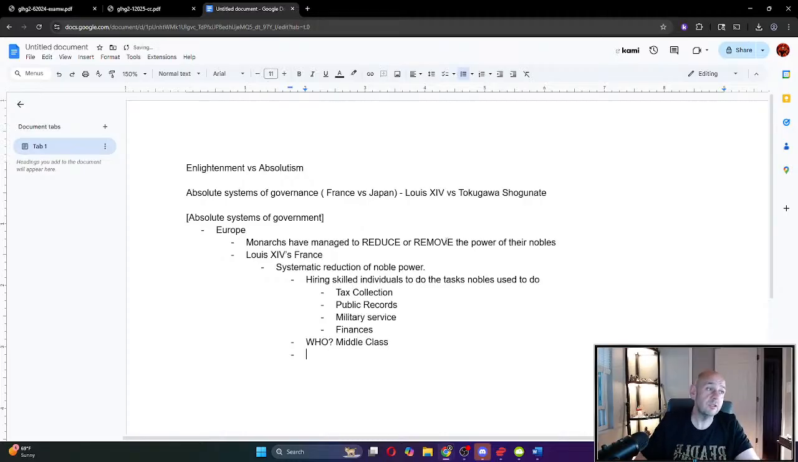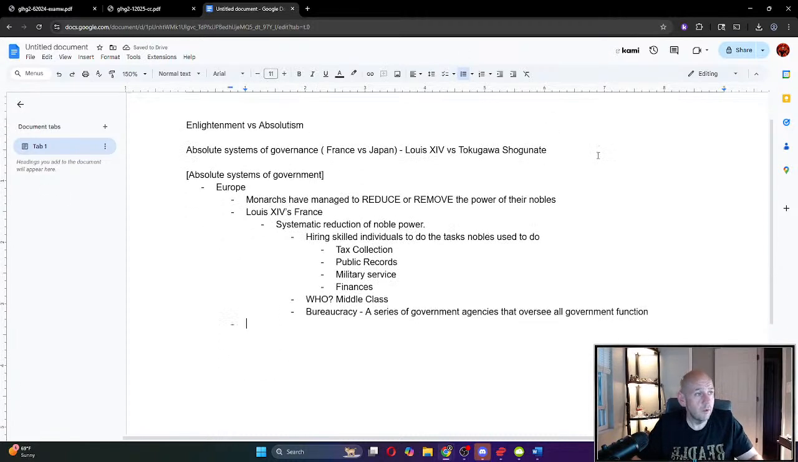So basically you get a bureaucracy. And I spelled that wrong. Bureaucracy. And I tried. A bureaucracy. Now in a bureaucracy, what do you have? You have a series of government agencies that oversee all government functions. So that's a bureaucracy. America has a bureaucracy. Most modern nations have a bureaucracy.